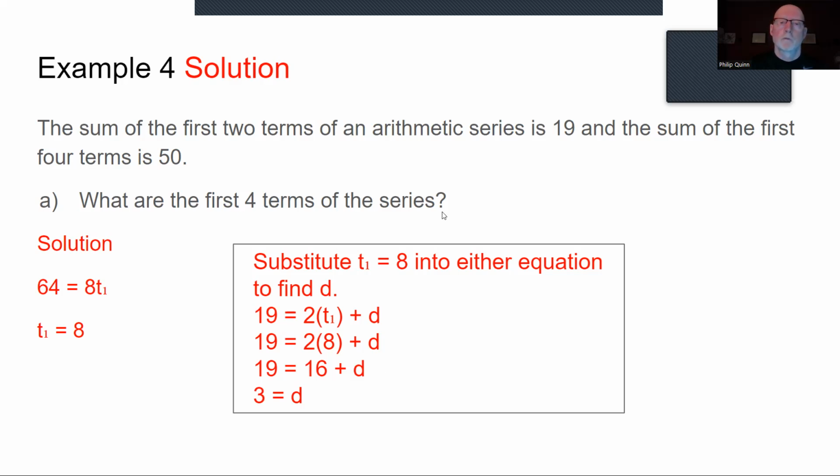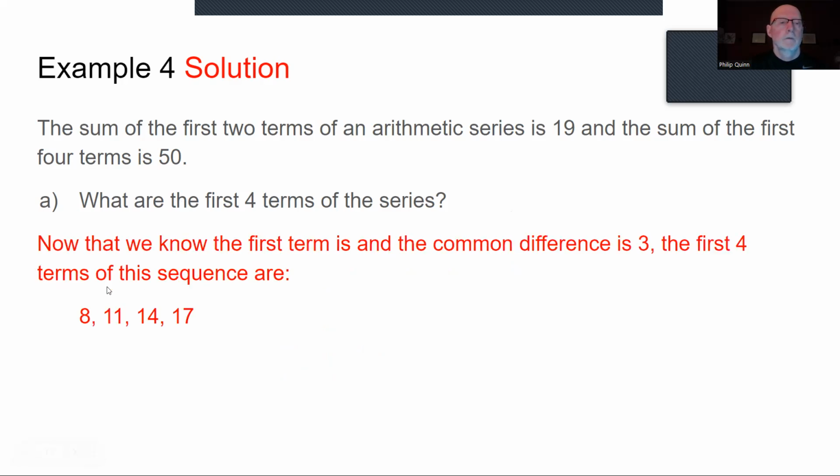What are the first four terms of the series? Glad you asked. We know the first term is 8. The common difference is 3, so we can just go 8 plus 3 is 11, plus 3 is 14, plus 3 is 17. That's the first part.